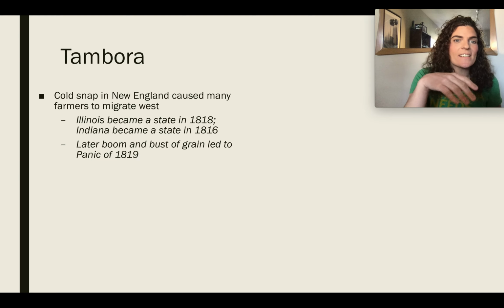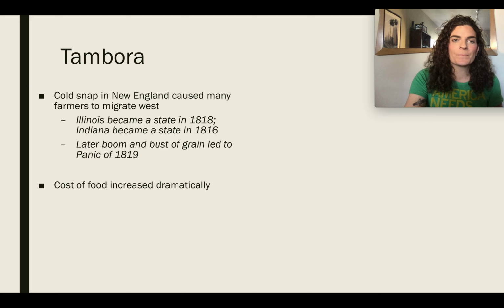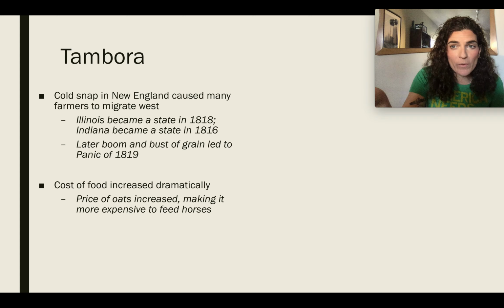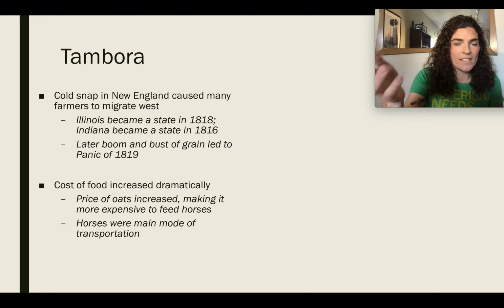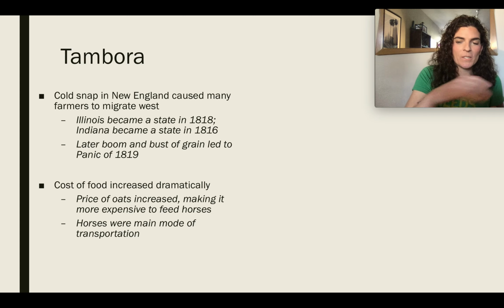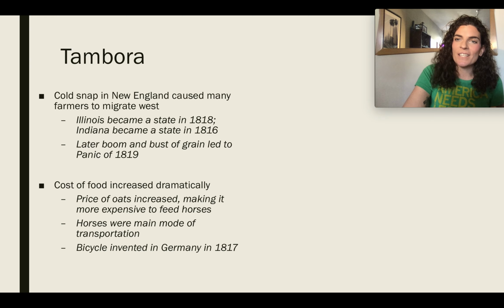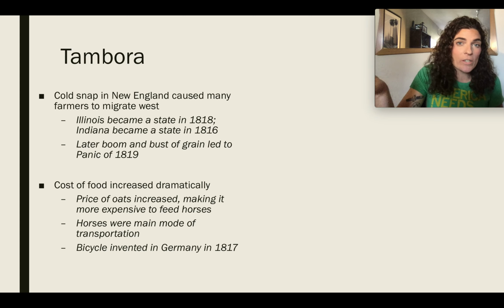There was a boom and then a bust of grain production, which ultimately people think led to the Panic of 1819. Of course, the cost of food increased dramatically during this time of famine. The price of oats, for example, increased, which made it very expensive to feed horses, and horses at the time were the major mode of transportation. And so it's possible that because of this, in 1817, the bicycle was invented in Germany as a response, an alternative way of transportation besides the horse, if it was becoming prohibitively expensive to feed them.